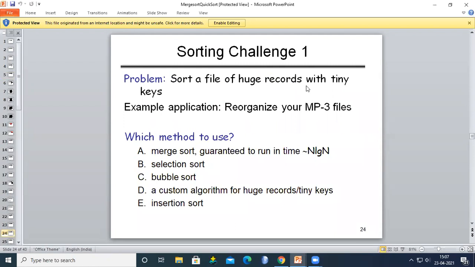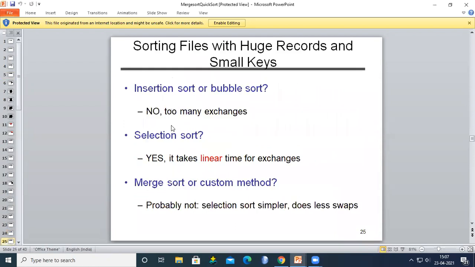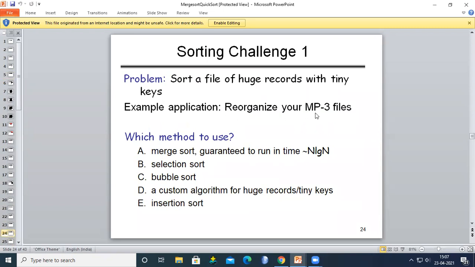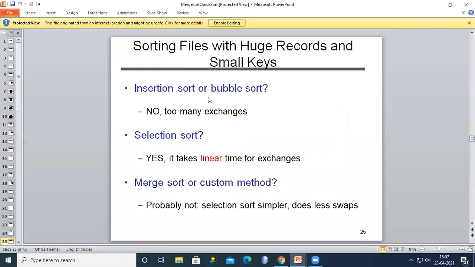Merge sort sorts a file of huge records with tiny keys. Example application: reorganize your MP3 files. Which method to use? Merge sort, with running time n log n. Insertion sort or bubble sort, no, we can't use them for this because too many exchanges are there. Selection sort we can use, since it takes linear time for exchanges. Merge sort or a custom method, probably not. Selection sort is simpler and does fewer swaps.